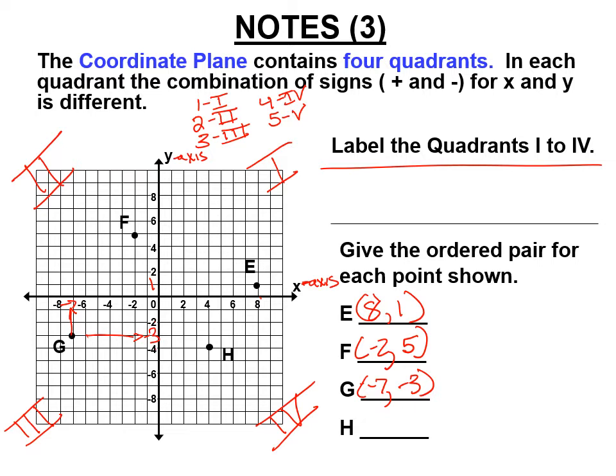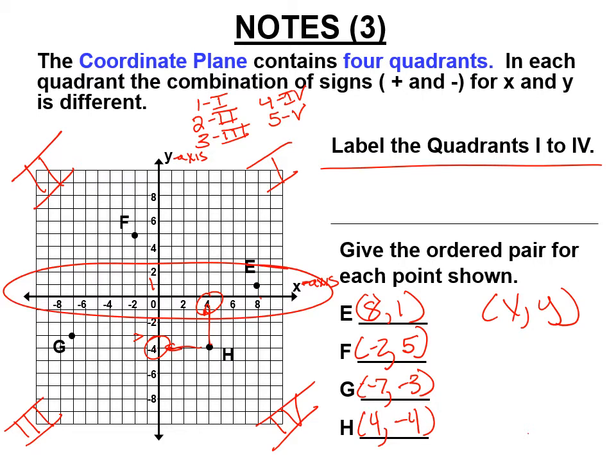And finally, H. So H, you go up and get this +4 there, and then over to Y and get this -4. So it's always X coordinate before Y coordinate. You're always getting that first number from the X axis.